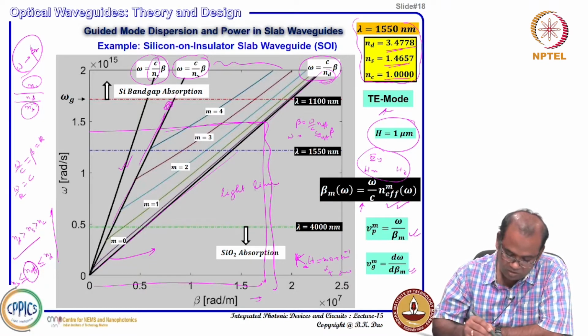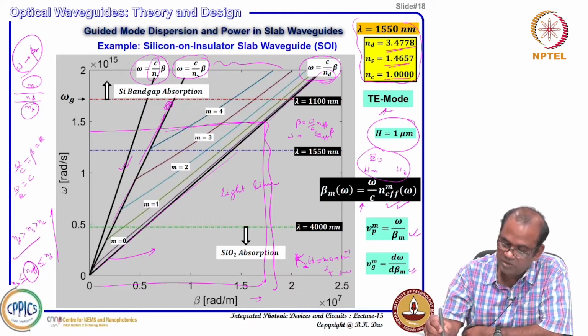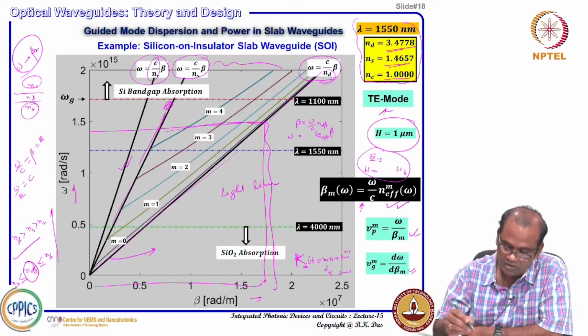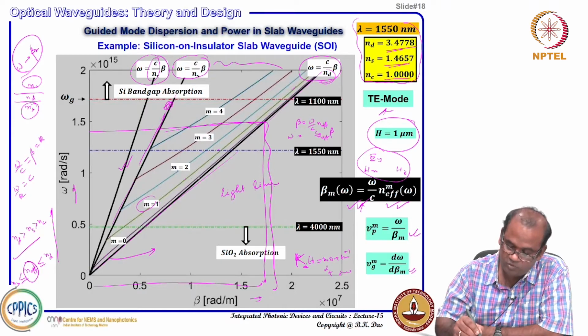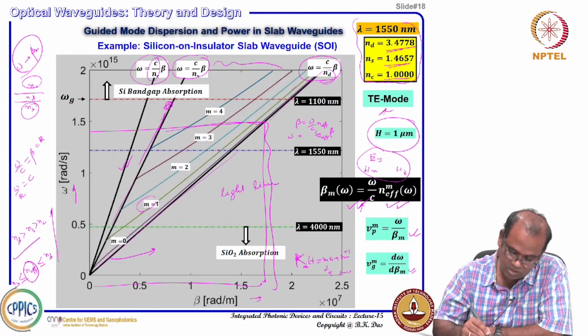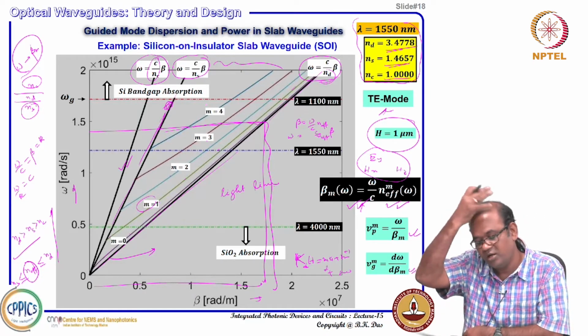This starts a little bit higher, and then as you increase the beta value or omega value, it merges towards Nd, because the effective index slowly merges towards Nd as frequency increases. Similarly, for m equal to 1, you get another omega beta relation. These are the curves for the different modes. M equal to 1 gives this curve, m equal to 2 gives this curve, m equal to 3, m equal to 4. So you get 1, 2, 3, 4, 5 different curves plotted here.